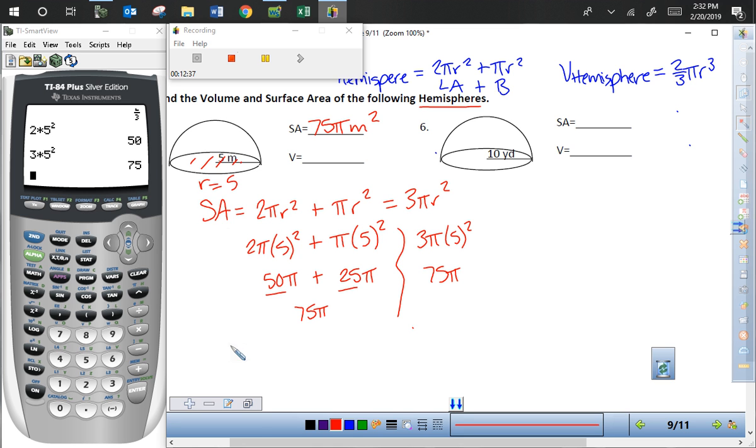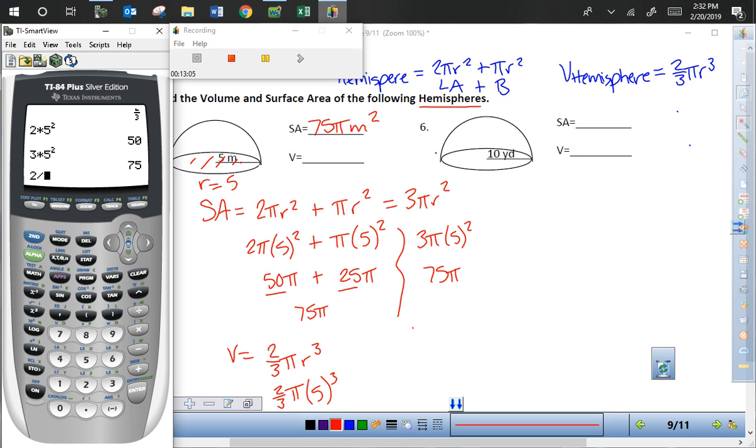So we've got that taken care of. Now let's do the volume, which should be a little bit easier here. It's 2 thirds pi r cubed, and that looks like 2 thirds pi, radius was 5, to the 3rd power.